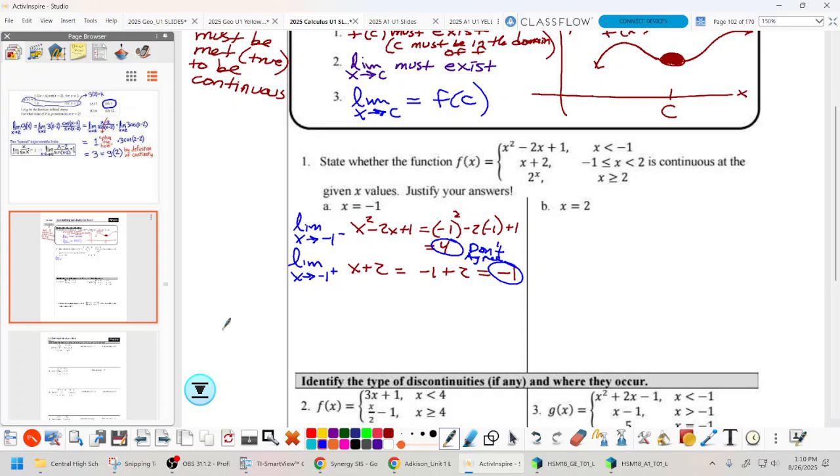Which means what? There's no limit, right? It's not continuous. So the limit as x approaches -1 does not exist. So f of x is not continuous at x equals -1.